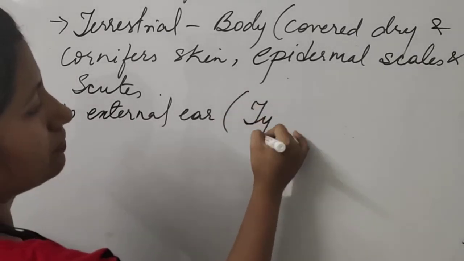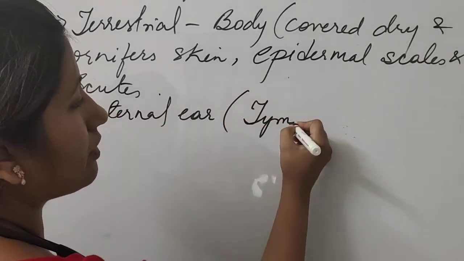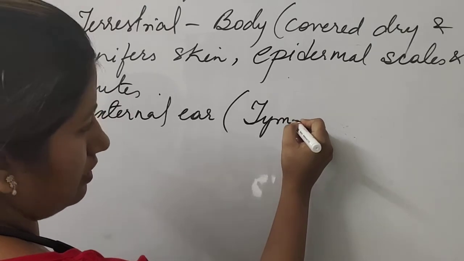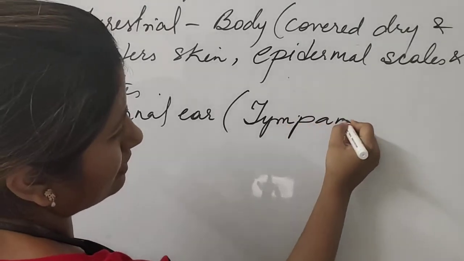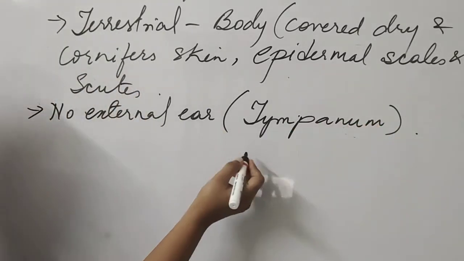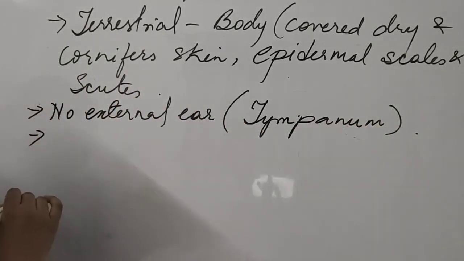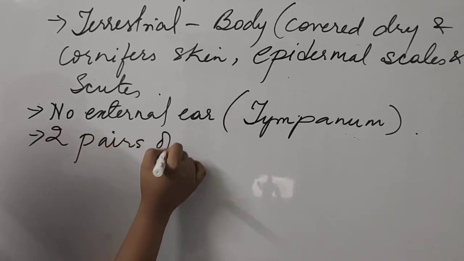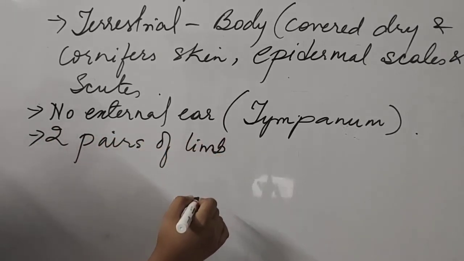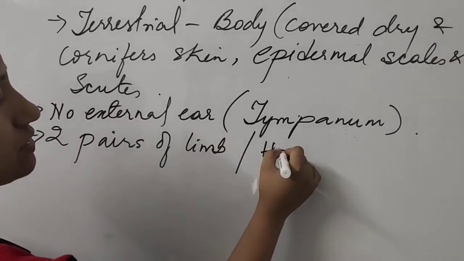So the tympanum, that is inside, they have a membrane, the eardrum membrane, tympanum, which acts as an ear. Okay, like how it was in amphibians. And they have two pairs of limbs. And the heart is three-chambered.